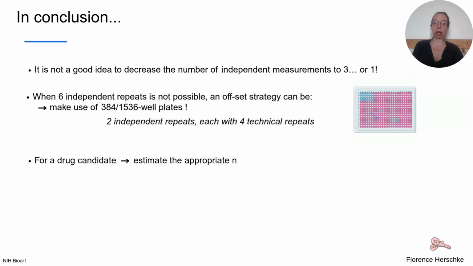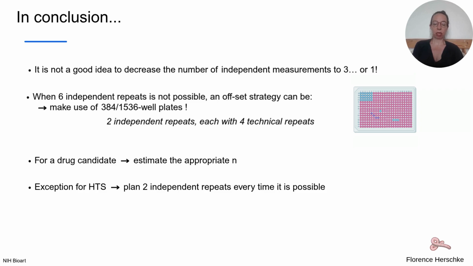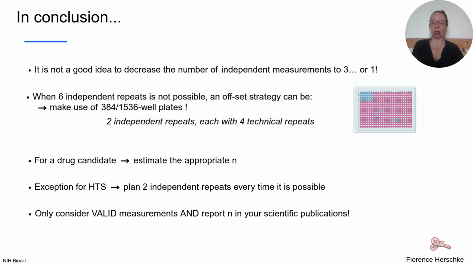For your final drug candidate, please estimate the appropriate n, so number of independent repeats, depending on the mean and the standard deviation of the assay. The only exception is for HTS or high throughput screening, where of course 6 independent repeats are not possible. However, please plan at least 2 independent repeats every time you can. Finally, only consider valid measurements, repeat if that is not the case, and report n in your scientific publications.